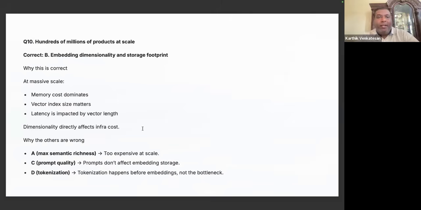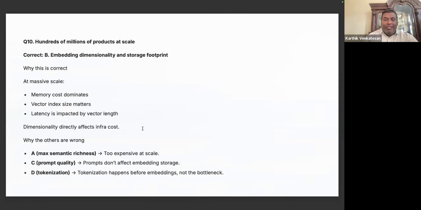Correct answer is B, embedding dimensionality and storage footprint. So when we are talking about hundreds of millions of products, memory cost, vector index size, latency, processing cost, all those things matter because it's going to be expensive.